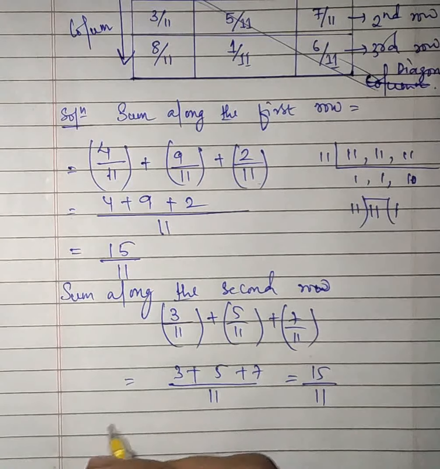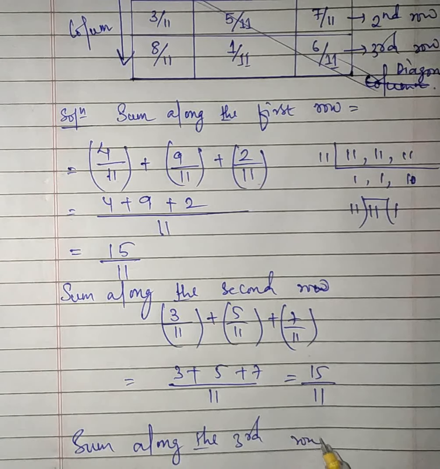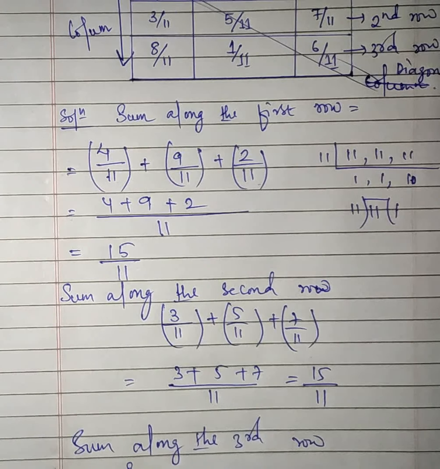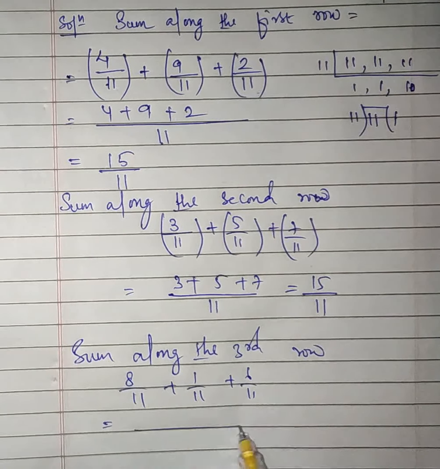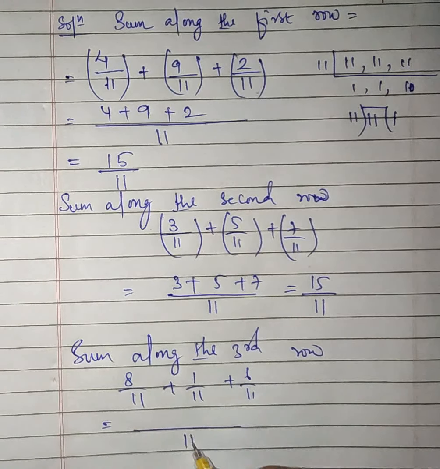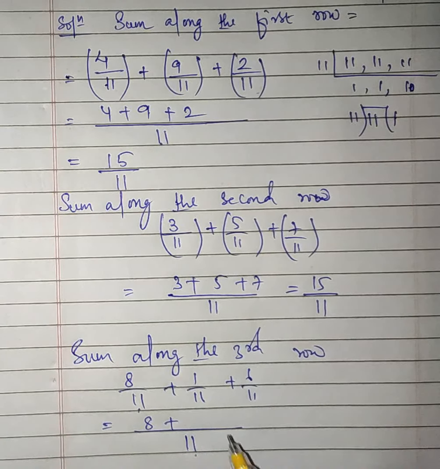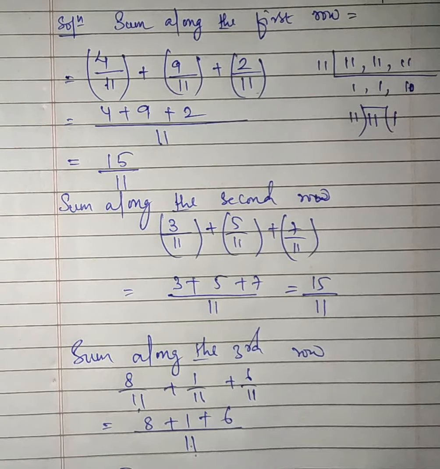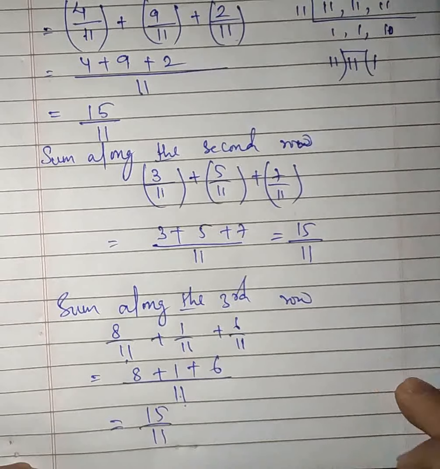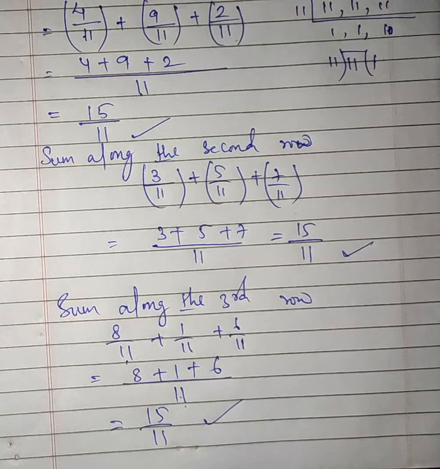Next, the sum along the third row. We are going to continue like this. Next we have 8 by 11 plus 1 by 11 plus 6 by 11. All the denominators are the same, so our LCM will be 11. 11 by 11 is 1, so 1 into 8 is 8, and 1 into 1 is 1. Again here 1 into 6 is 6. So the answer is 15 by 11. Adding each row we got 15 by 11. With this alone we cannot consider our square box a magic square.